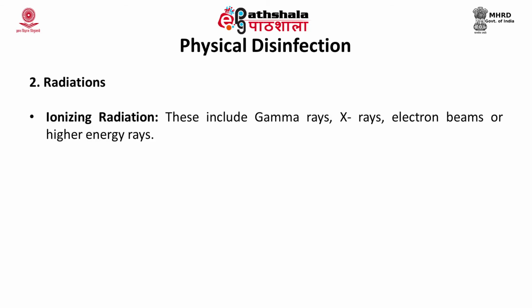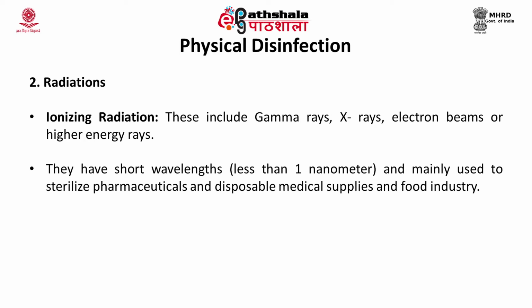The next physical process to achieve disinfection is radiation. The types of radiations generally employed to kill microorganisms are ionizing radiations, non-ionizing radiations, microwave radiations and ultrasonic sound. Ionizing radiations include gamma rays, X-rays, electron beam or high energy rays. They have short wavelength, approximately less than a nanometer, and are mainly used to sterilize pharmaceutical and disposable medical supplies and also used in the food industry.